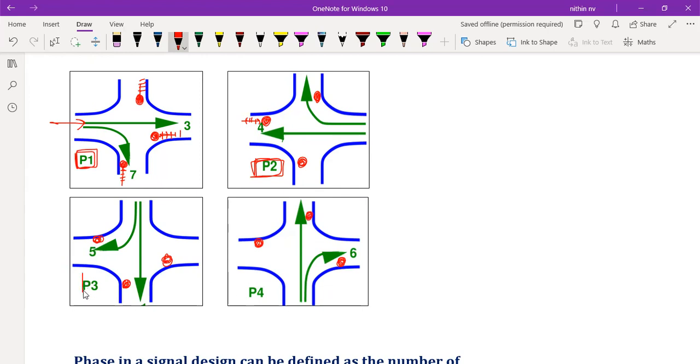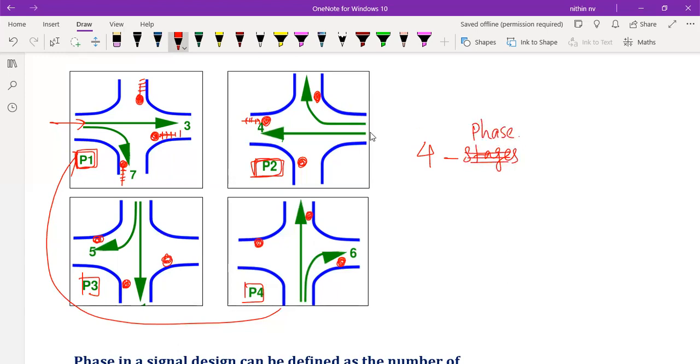So in 3rd and 4th stage, everyone will be getting a chance to move. And after this 4th one, again it will be the first one. Again they will be moving. So in 4 stages, we have completed all the movements, right? So we can call it as 4 phase also. So it's a signal cycle or a junction which is operating in 4 stages or 4 phases.